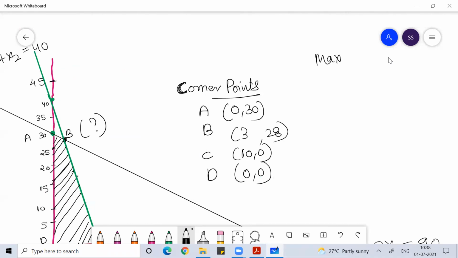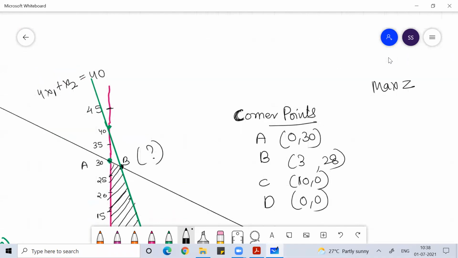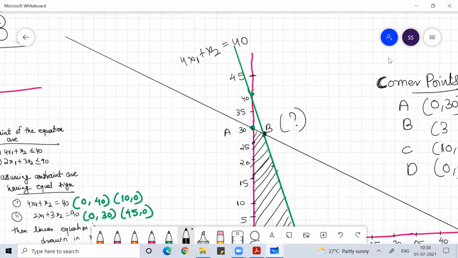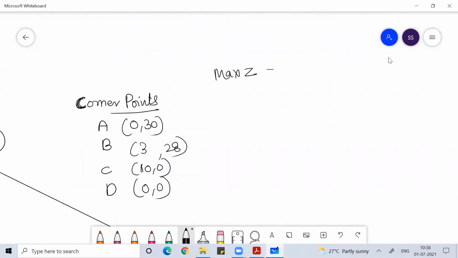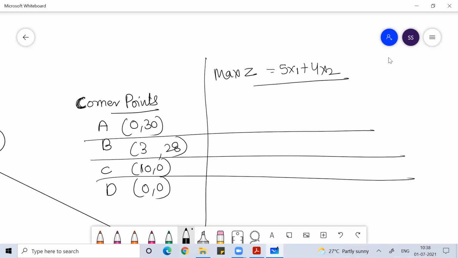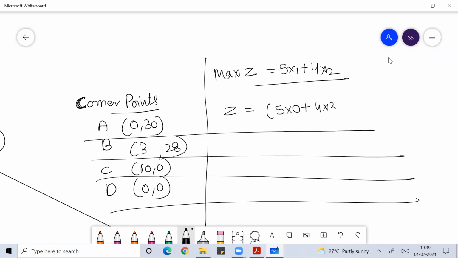Your objective function, now you look into the objective function, guys. Your objective function is maximize z is equal to 5x1 plus 4x2. This is your objective function. So find the value at this point. So what z value do you get? At the first point you will get 120.